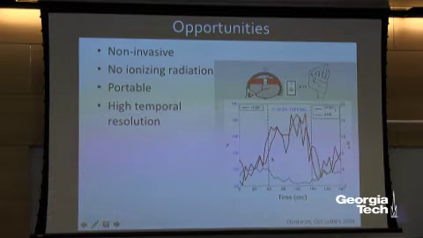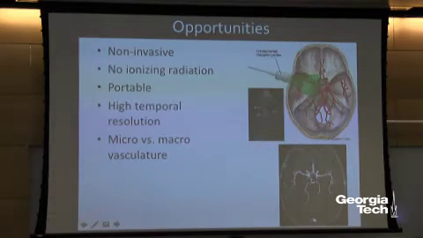Another feature that I didn't mention is that we have very high temporal resolution. We can go up to on the order of about 1,000 hertz. That means we can capture dynamic events as they happen. This is an example of a finger tapping experiment where we had a sensor on the motor cortex, and we're able to capture the transient hemodynamic activity that happens with functional activation.